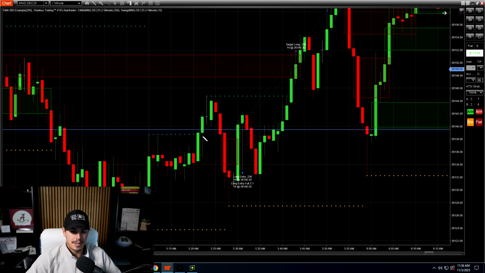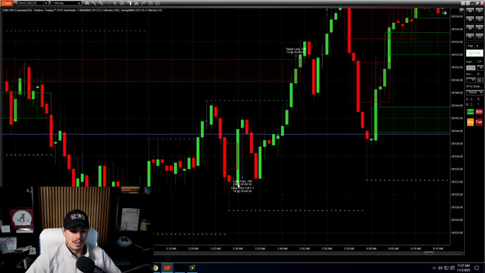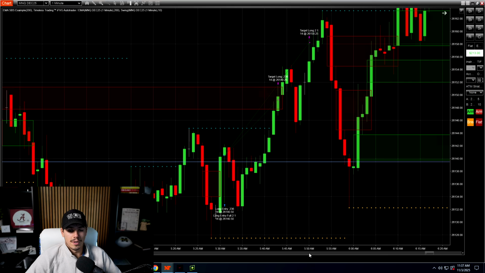This fair value gap is about 4 points in size, so it meets our criteria of 2 points. And then it took a long. It was a nice momentum candle there, really nice. Pulled back, almost stopped us out. Stop was right here at the low of this candle, and we ended up hitting full TP there. So 1 to 1 and 2 to 1.